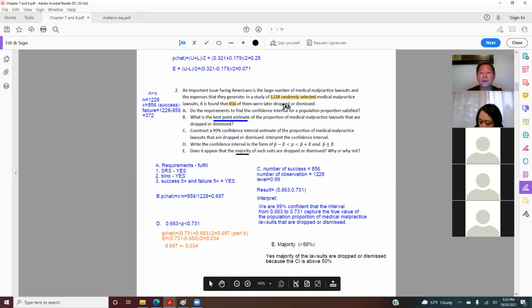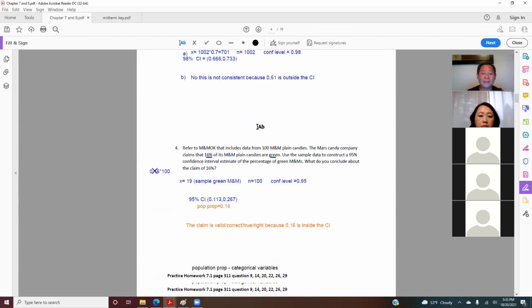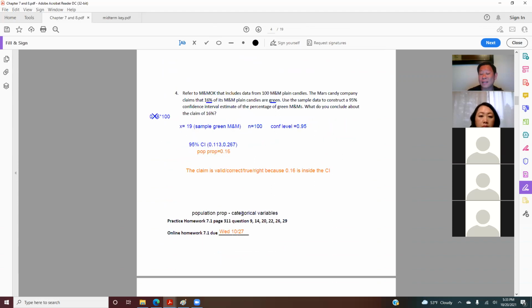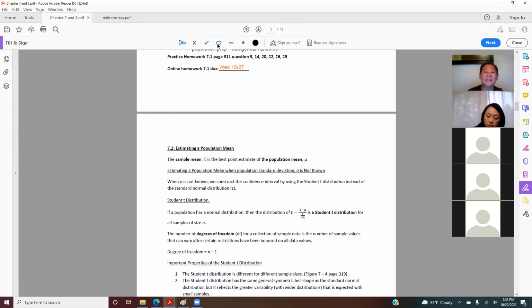If you look at the other one, this is talking about the lawsuits being dropped or not dropped, guilty or not guilty. Again, it is categorical, either yes or no. Okay, so the majority of this type of questions in 7.1 are all proportion, categorical variables. But when you look at 7.2, this is all talking about mean. So when we talk about mean here, we don't talk about categorical variables. We talk about quantitative variables.